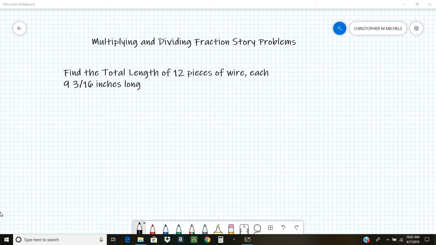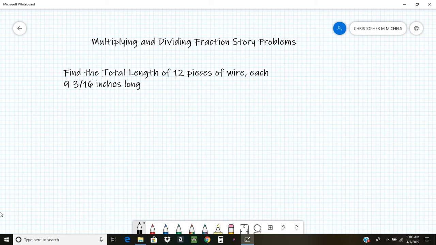Okay, let's do some multiplying and dividing fraction story problems. I got one pre-canned for us here. They said find the total length of 12 pieces of wire, each 9 3/16 of an inch long. For these story problems, I'm just going to have you do the plan, calculate, and review steps. The prediction step will come back into play in later sections, but we're not going to focus on it here.